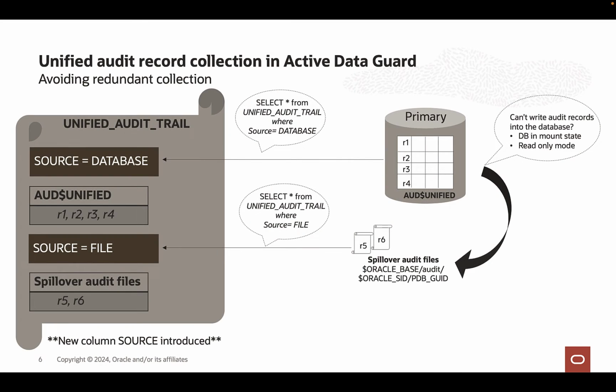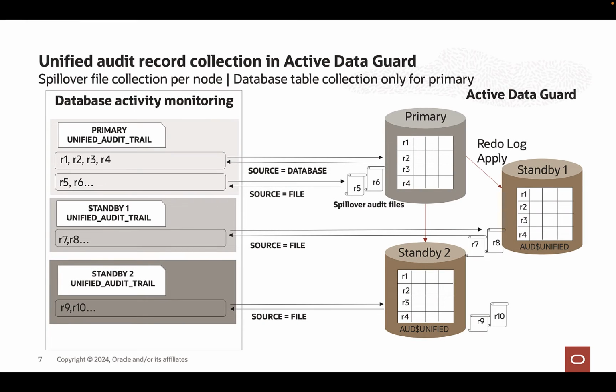To avoid redundant audit record collection in Active Data Guard, we have introduced a new column, SOURCE, in UNIFIED_AUDIT_TRAIL to differentiate the origin of audit records. The value of FILE in the SOURCE column refers to the records from the operating system spillover bin files. The value of DATABASE in the SOURCE column refers to the audit records from the database table. Now let's see how the new column SOURCE helps avoid redundant audit record collection in an Active Data Guard configuration. The entire Active Data Guard configuration with one primary and multiple standby databases will be monitored as a single target.